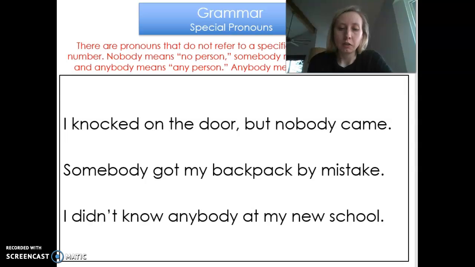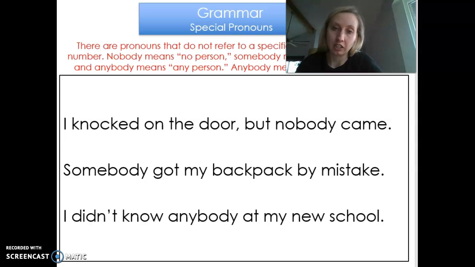Okay, so we've been talking about indefinite pronouns. Indefinite pronouns mean it doesn't really tell you who the person or thing is. So nobody literally means no person. Somebody means some special person. That means we don't know which person it is. And anybody means any person.